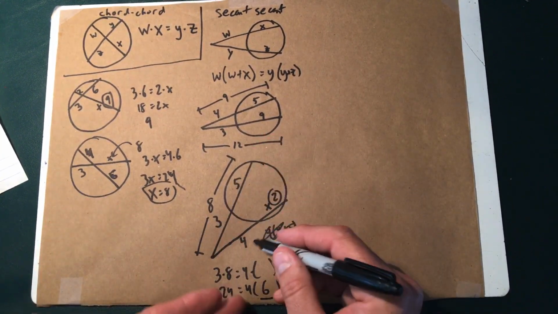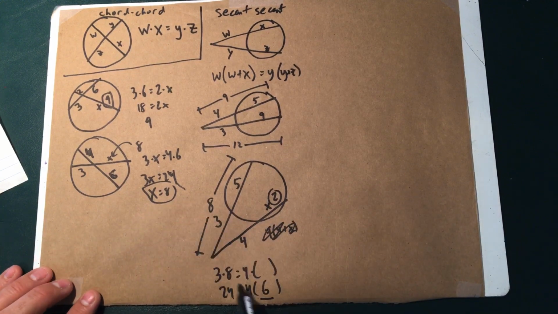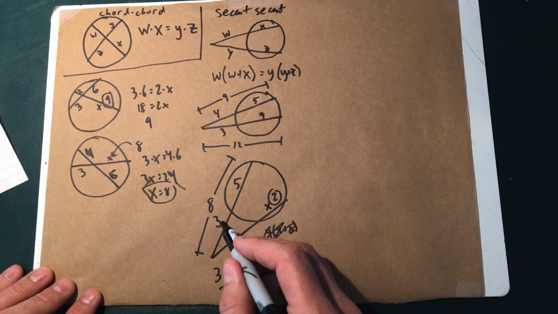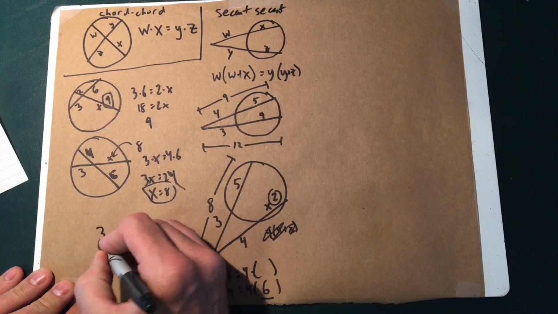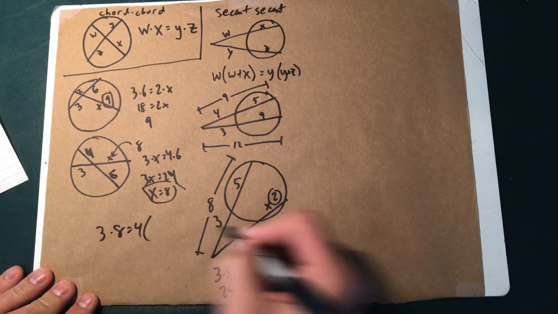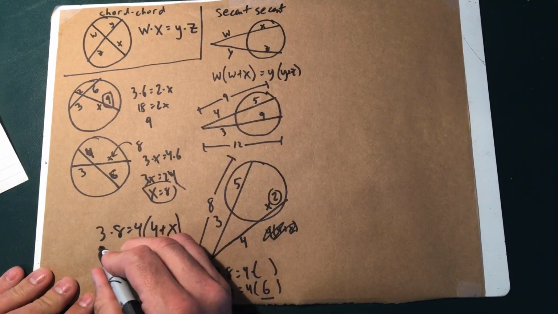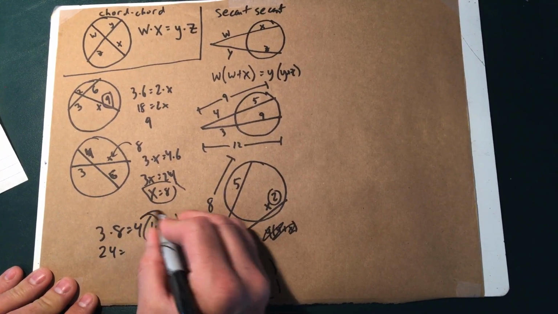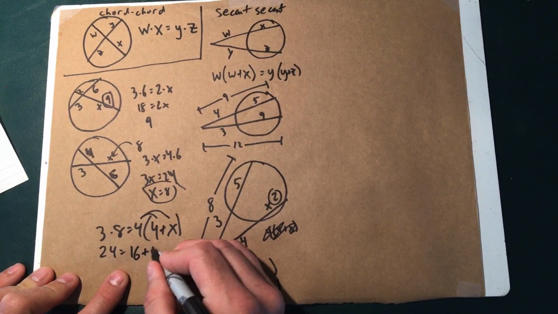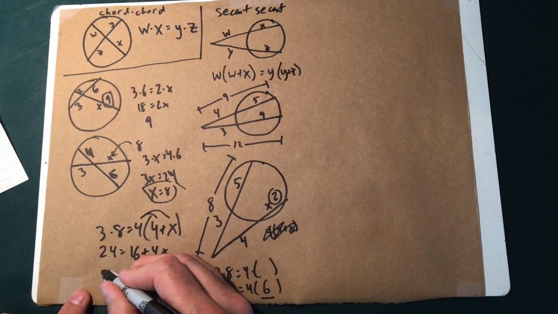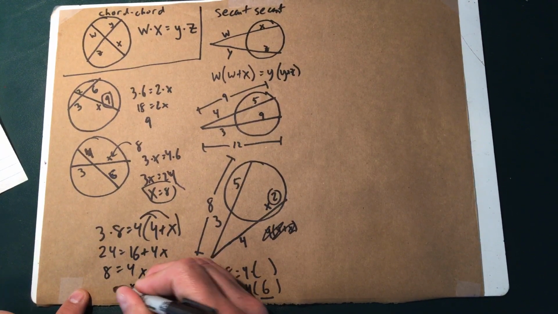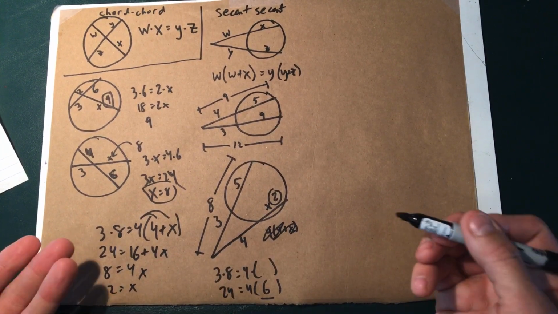Outside times the whole, outside times the whole. Now people say, well, that's a little too much in my head. I want to go 3 times 8 equals 4 times 4 plus X. Nothing wrong with this at all, because now 24 equals, little distributive property, 16 plus 4x. Subtract your 16 off both sides, and what do you know? X equals 2. Very nice.